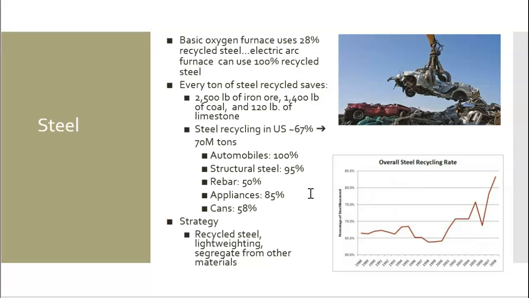So much of the automobiles and structural steel and rebar, appliances, cans are made of recycled steel or have significant parts of it. So a strategy here to improve our use of steel is to use recycled steel, lightweighting as always, and to segregate steel from other materials, all of which is very easily done.